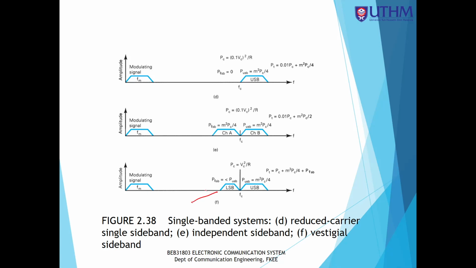So for the vestigial sideband, you see that PLSB is not equal to the PUSB. In terms of amplitude it is different, and in terms of bandwidth also different. Because the bigger bandwidth is for the video signal, the smaller bandwidth is for the audio signal. So that one is the vestigial sideband AM.